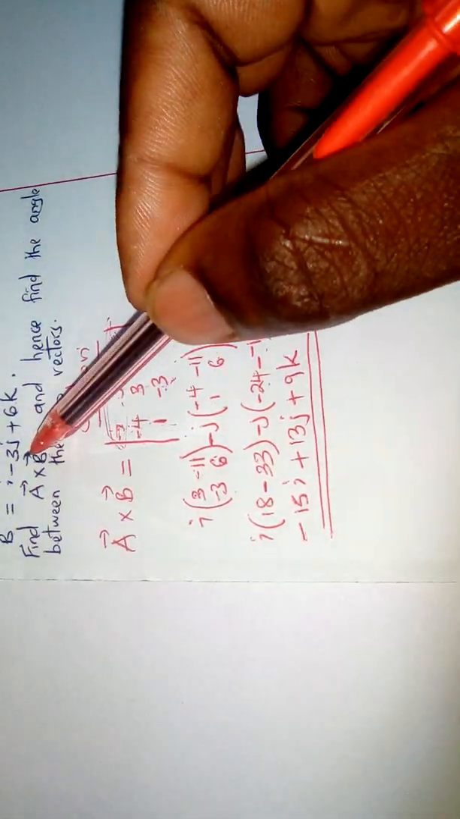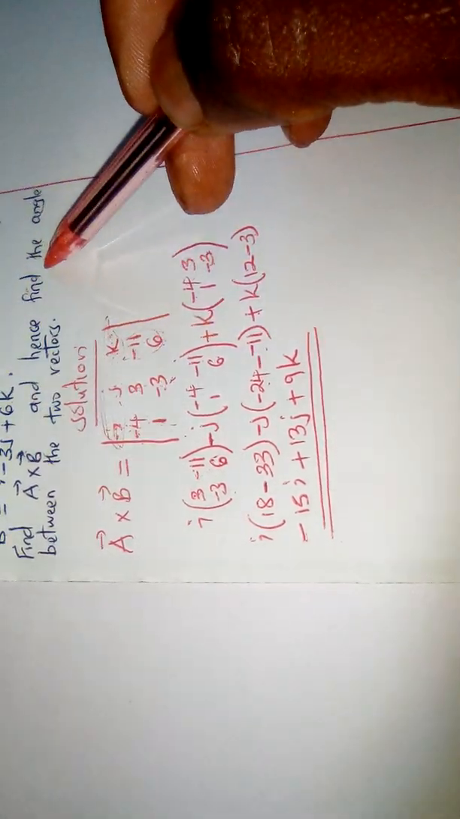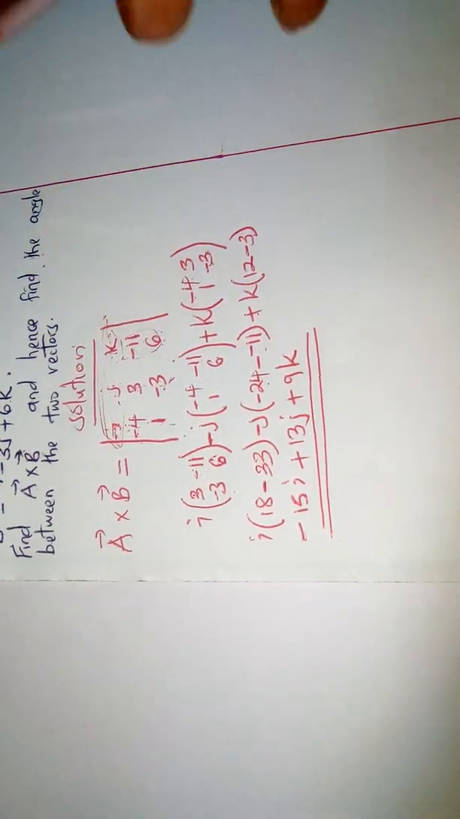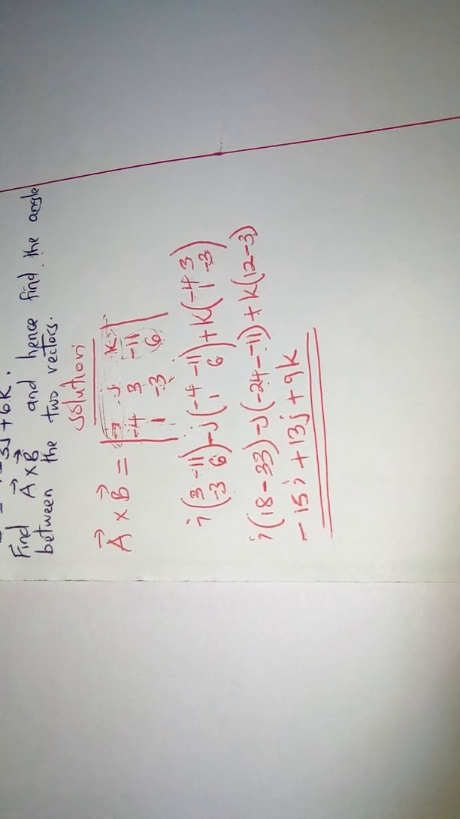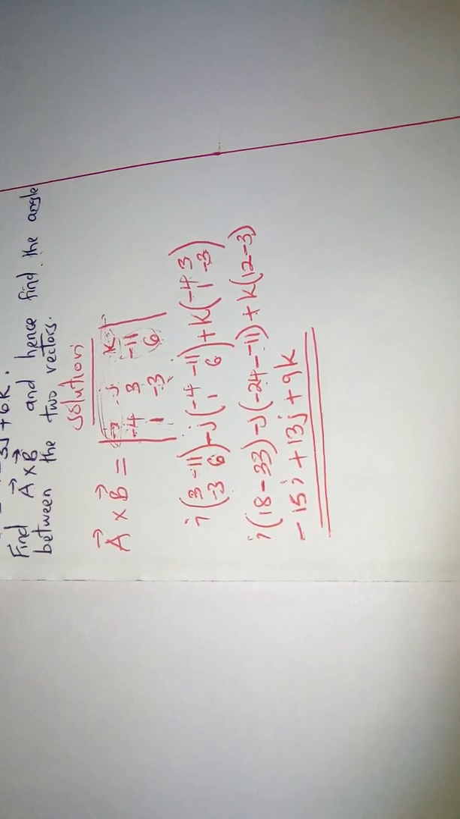Now friends, after reaching here, you will have gotten the cross product of vector a and b. Now the second question here, you are told, and hence find the angle between the two vectors. Find the angle between the two vectors.